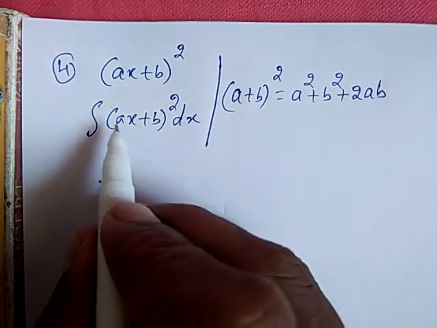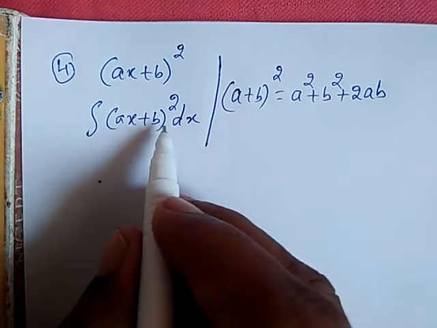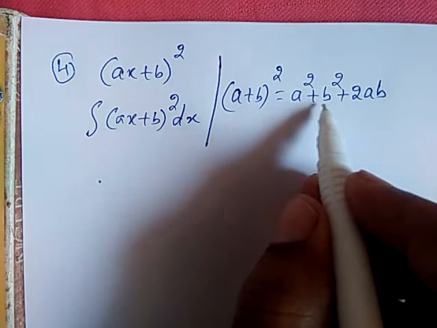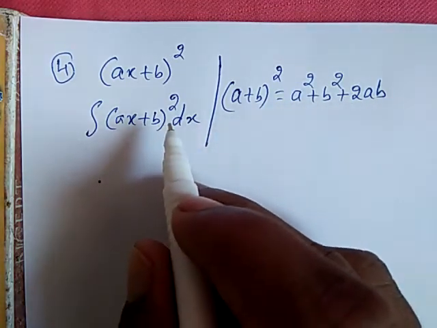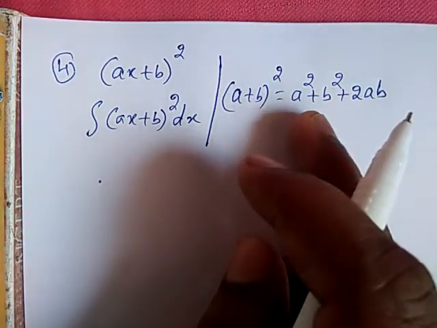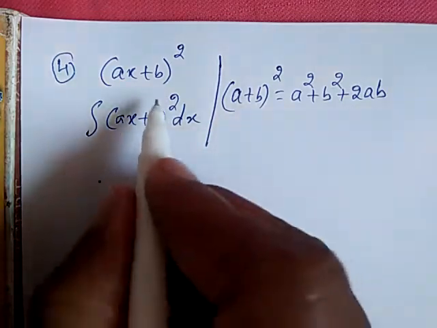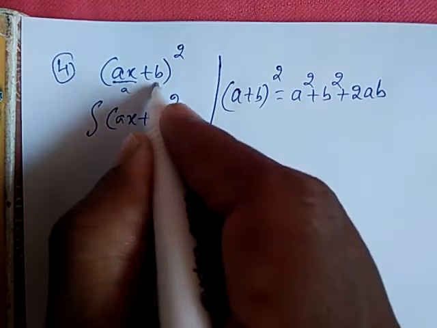So see here, the fourth question is (ax plus b) whole square. You can write the integration of (ax plus b) whole square into dx. Apply this formula: (a plus b) whole square is equal to a square plus b square plus 2ab. You can solve this by a different method, but I will tell it in a simple way. So a square means ax here. This is nothing but your a and this is nothing but your b.